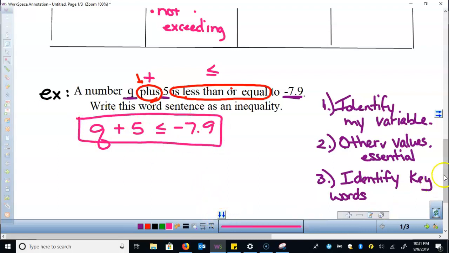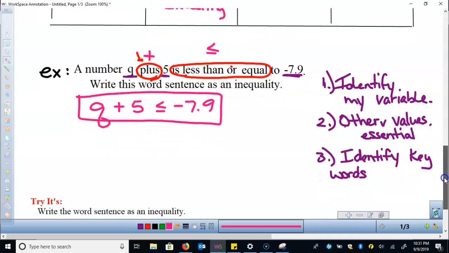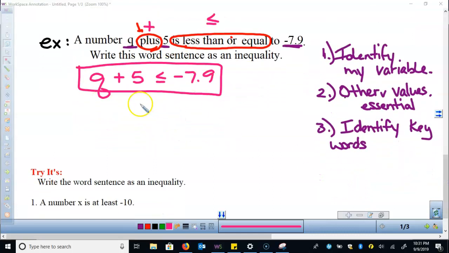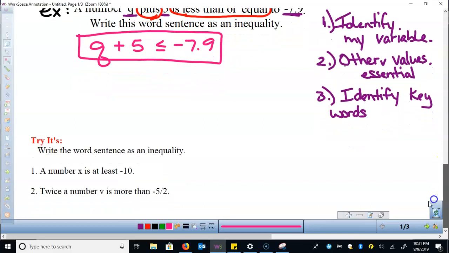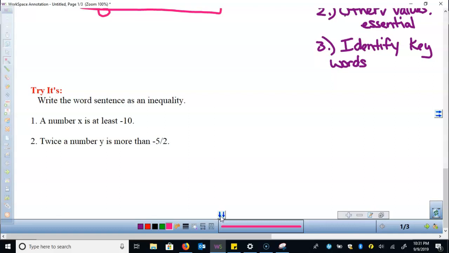Okay? We'll work towards solving this and what it looks like at a later date. But for right now, I just want you to see how you can write one. Okay? So down below here, I've got a couple of try-its. I want you to go ahead and pause the video and try the problems.